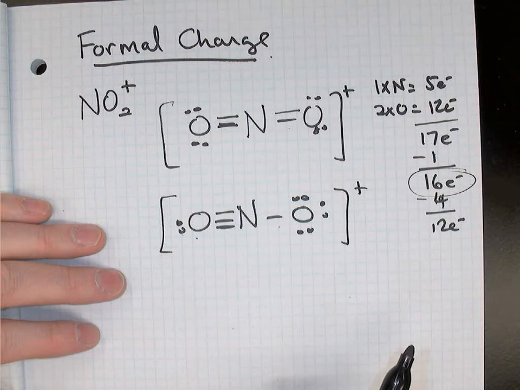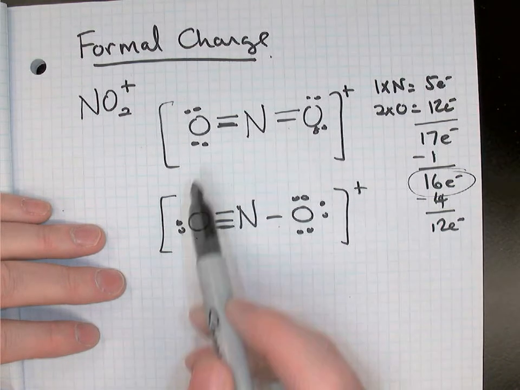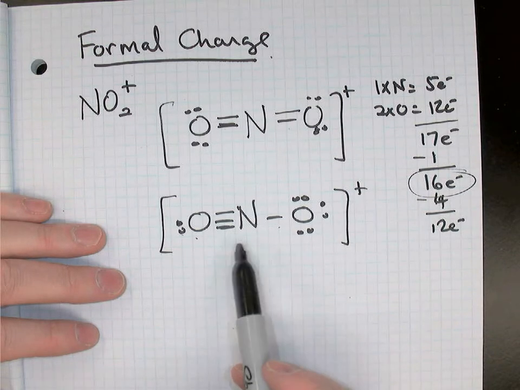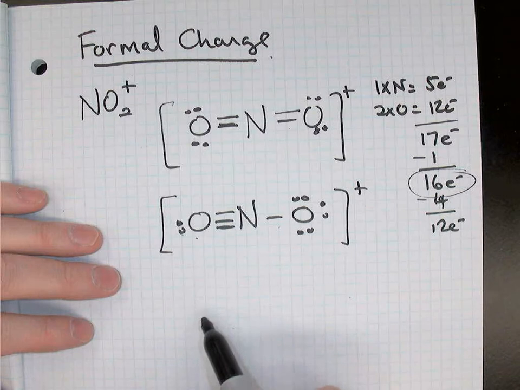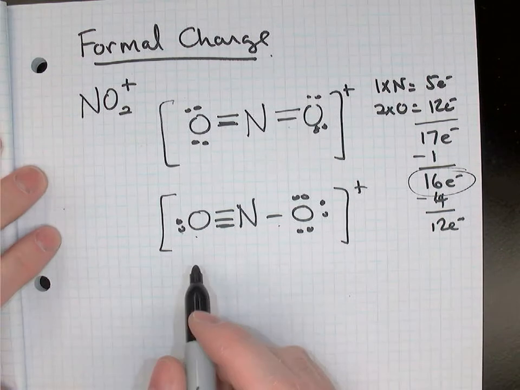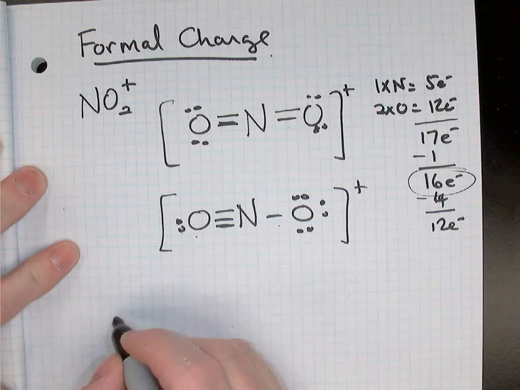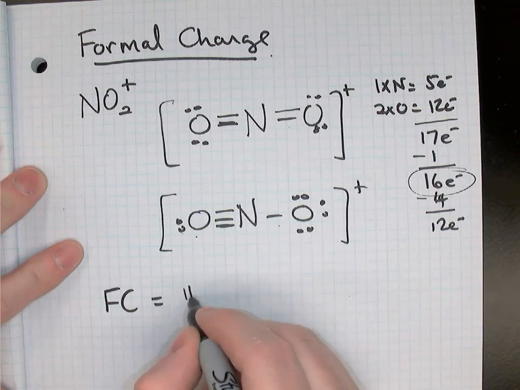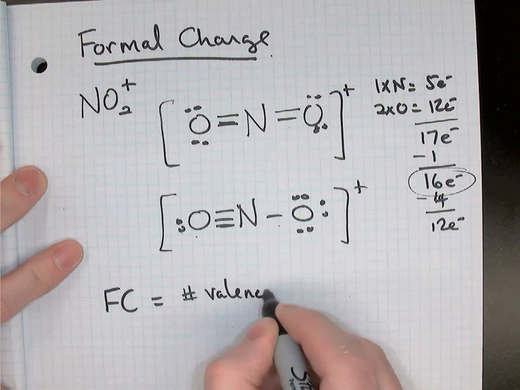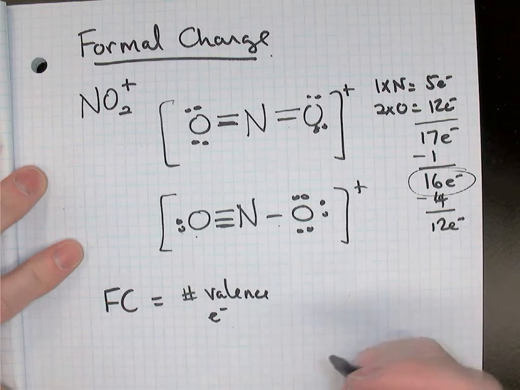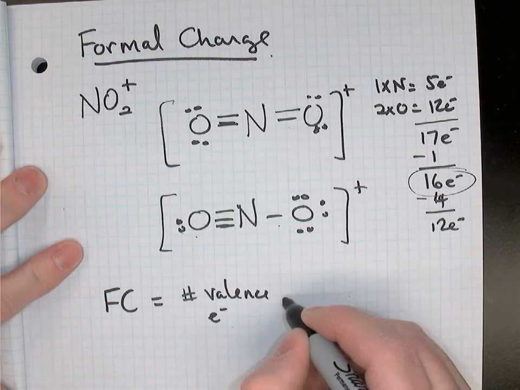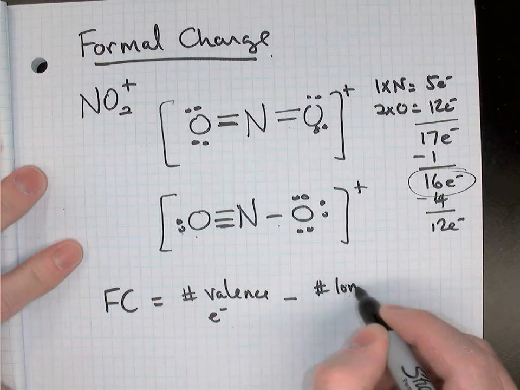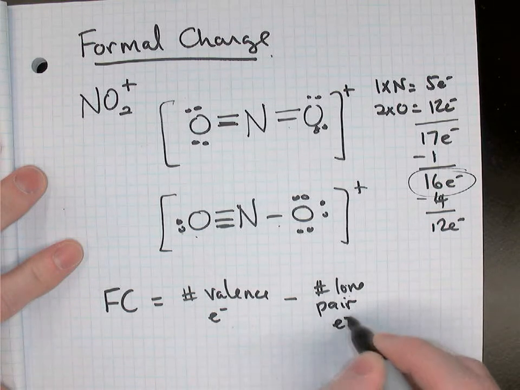One where there's some symmetry with two double bonds, and one where there's asymmetry, a single bond and a triple bond to the nitrogen. How do we distinguish between the two? The answer is to calculate the formal charge on each atom. The formula for finding a formal charge is basically to take the number of valence electrons that the atom brought to the molecule, and then subtract the number of lone pair electrons on that atom in the diagram.